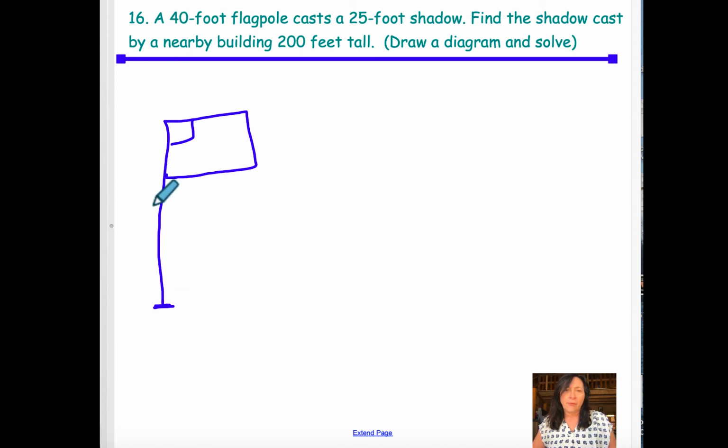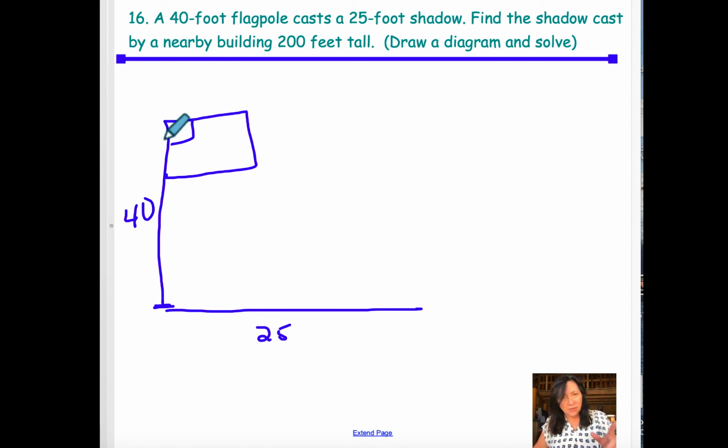It says my 40-foot flagpole, so there's 40 feet, cast a 25-foot shadow. You need to remember, unless you're Peter Pan, your shadows are always on the ground. So here's the shadow. I've got a 25-foot shadow. Actually, it does look like my shadow is longer than the 40-foot pole, so I'm going to erase that a little bit to make it more realistic. All right, so now we've got a 25-foot shadow.